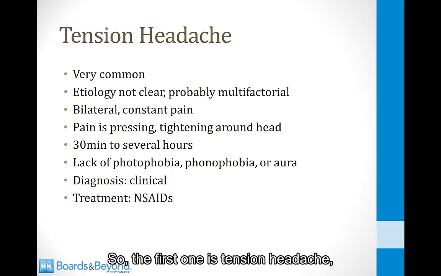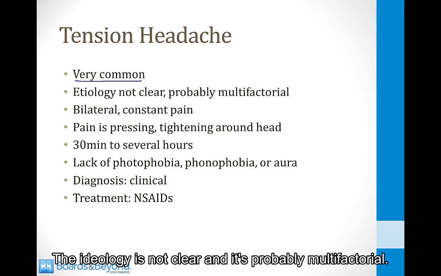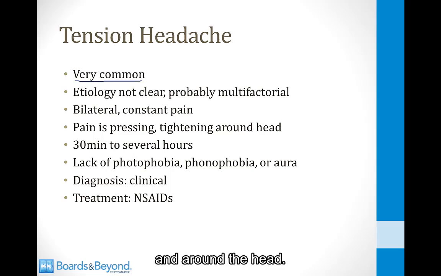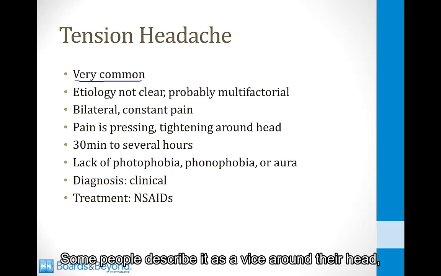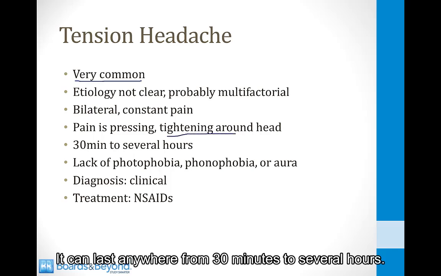So the first one is tension headache, and this is very common. Most of you have probably had one of these in your life. The etiology is not clear, and it's probably multifactorial. It is a bilateral constant pain across the forehead and around the head. The pain is pressing. Some people describe it as a vice around their head, tightening around the head. It can last anywhere from 30 minutes to several hours.